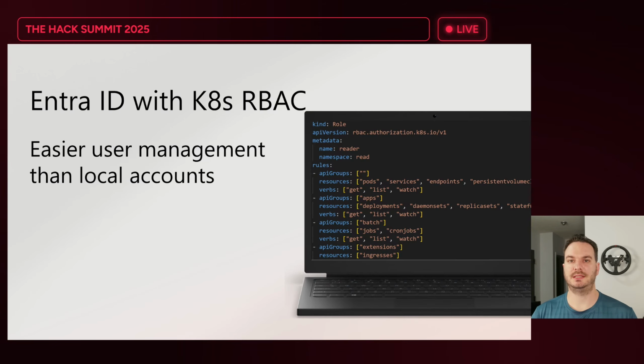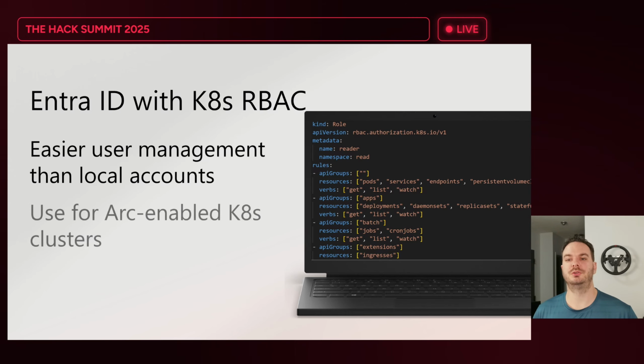As we have seen, it's quite complicated to manage the users, but it's still easier than the local accounts option we have seen as the first option. So if you have to select between these two, always select the Entra ID with Kubernetes RBAC. But in general, I only see one use case where you would want to use it, and this is if you have an Arc enabled Kubernetes cluster that's not AKS.